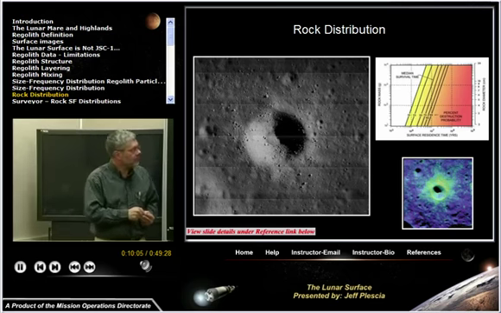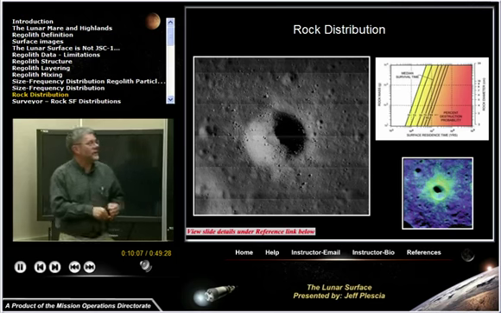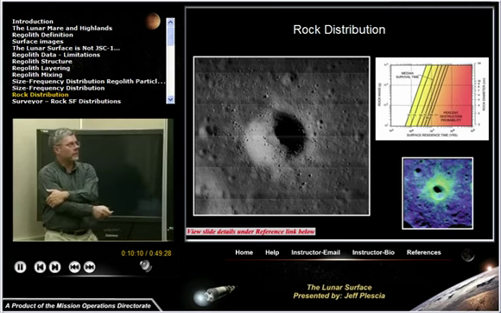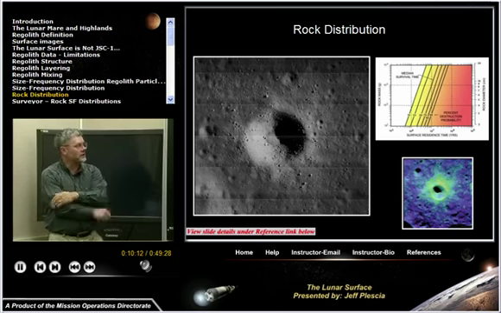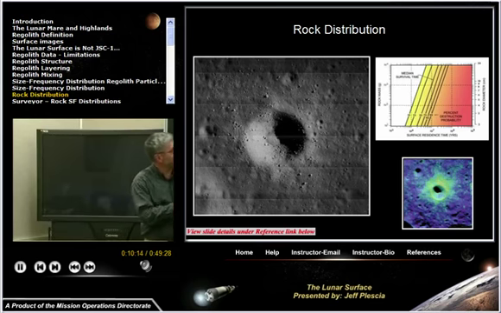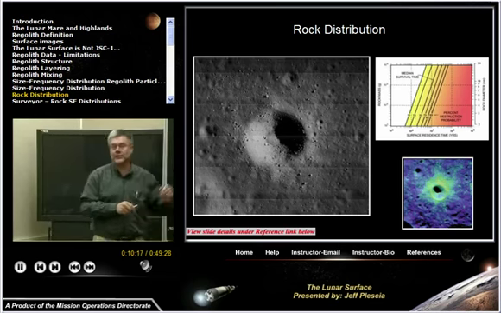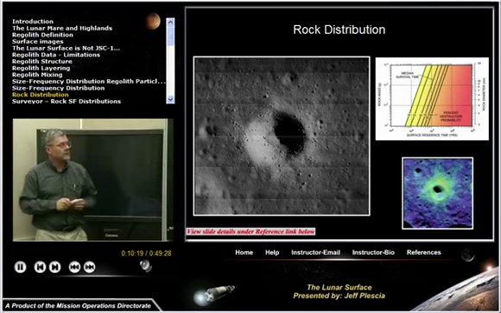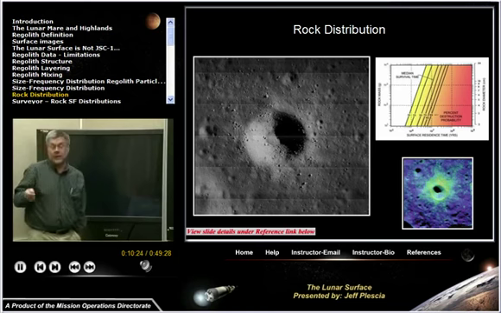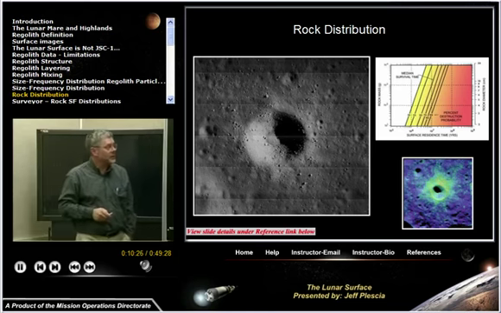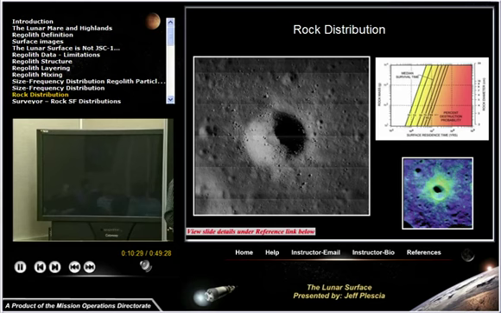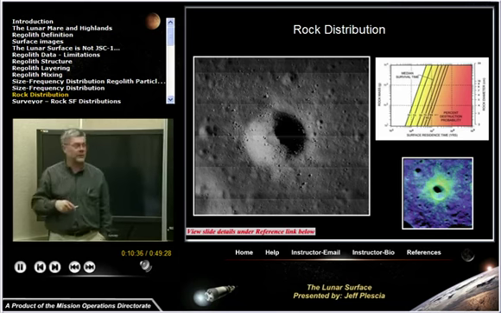This is a model of the lifetime of rocks on the surface as a function of how big they are, and this assumes a particular impact flux model over time, where depending on what model you assume, you'll get different lifetimes. But the bottom line here is that after some few tens or hundreds of millions of years, you will essentially destroy rocks. So the rocks that are exposed on the surface are all relatively young compared to the surface itself.